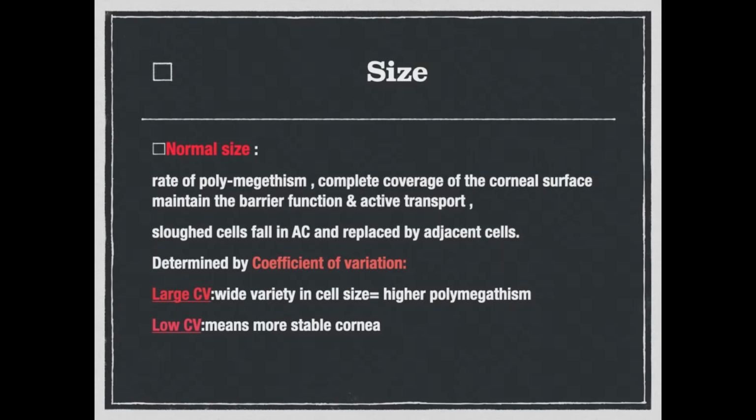Sloughed cells fall in the AC and are replaced by adjacent cells, and the normal size is determined by the coefficient of variation. Average size: when most of the cells have the same size, then there is a low coefficient of variation. This means a more stable cornea, while a large coefficient of variation means that there is a wide variety of cell size. Change in cell size is called polymegathism.